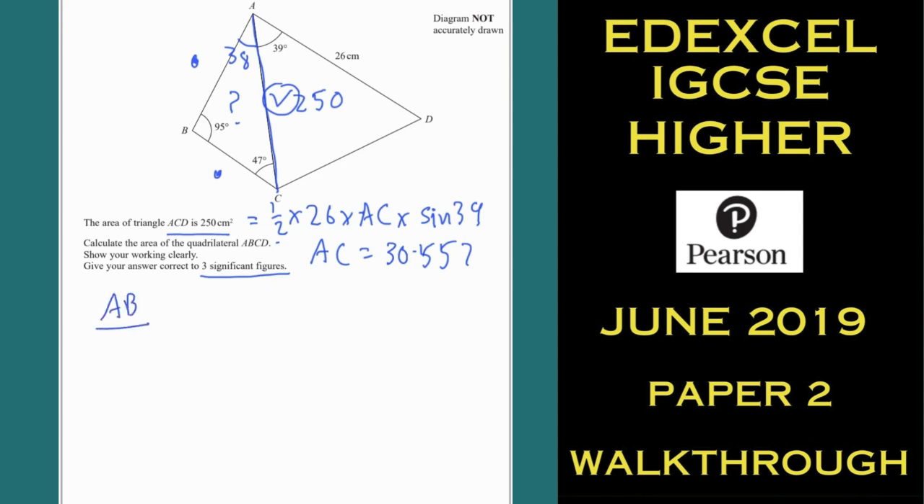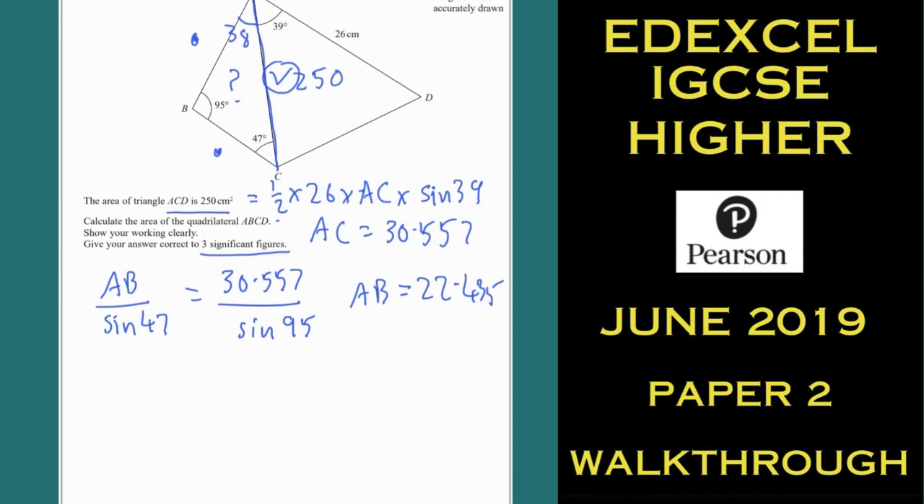AB divided by the sine of the angle opposite, which is 47, will equal the side we know, which is 30.557-ish, divided by the sine of the angle opposite. So on your calcs, press all that in, top divided by bottom, but then multiply by sine 47. I get the value of AB to be 22.435-ish. Now we can move on.